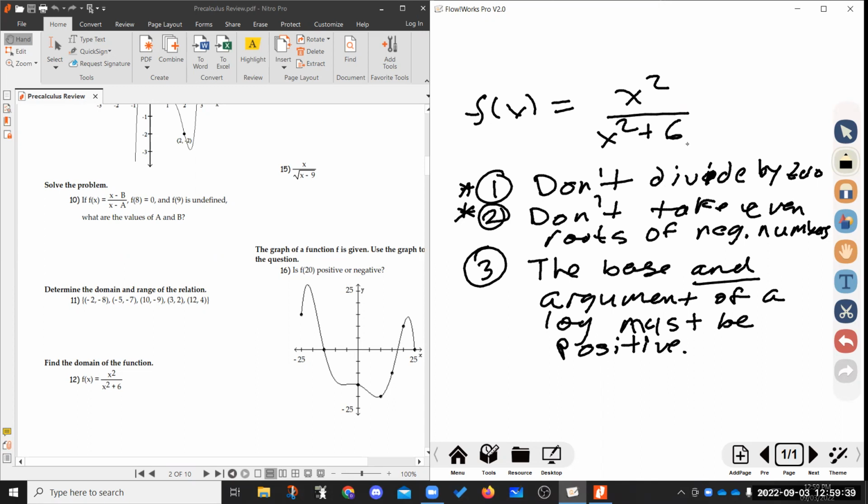So we're going to look, can we divide by 0? Is x squared plus 6 ever equal to 0? Well, that's not a problem. x squared is never equal to -6. I don't square a number in the real world and get a negative. So that's not a problem. I don't see any square roots in the problem. So the domain for this problem is going to be all real numbers, which I'm going to express in interval notation as -infinity to infinity.